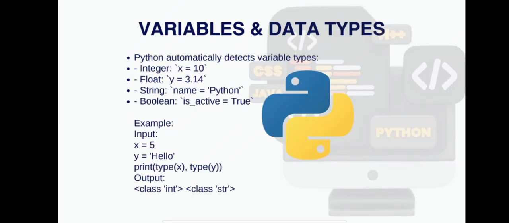Now let's explore variables. How does Python store and manage different types of data? Unlike other languages, Python does not require explicit variable declarations. Just assign a value, and Python detects the type automatically. Here are some common data types.